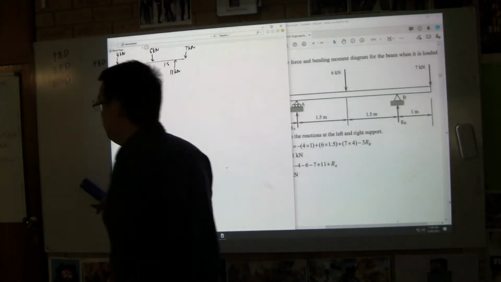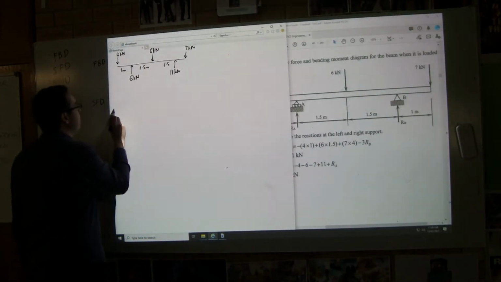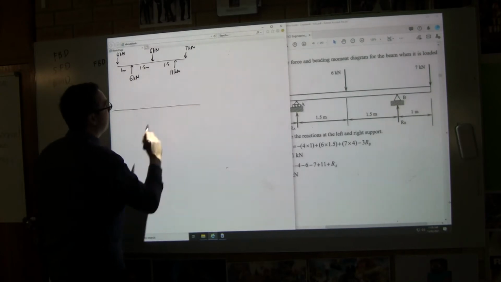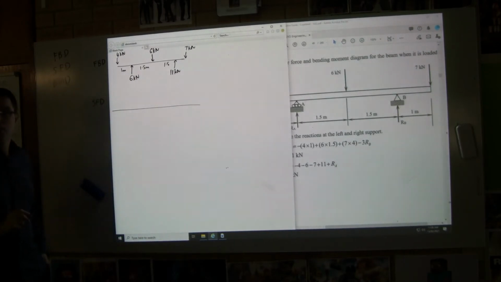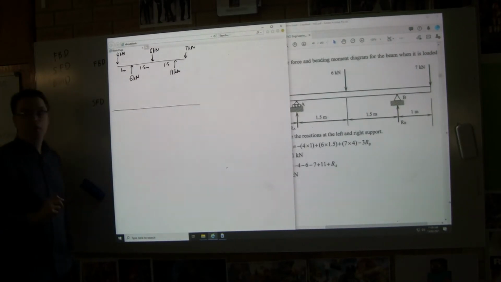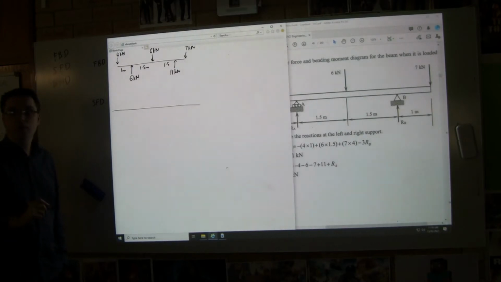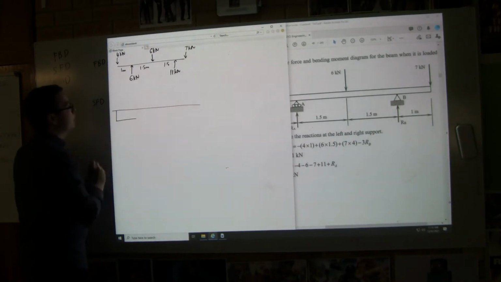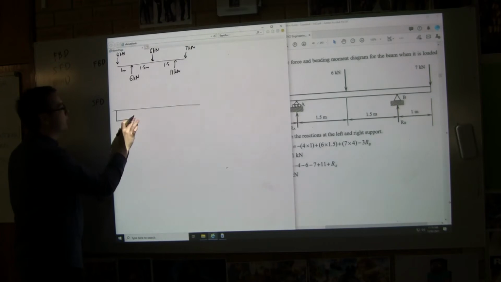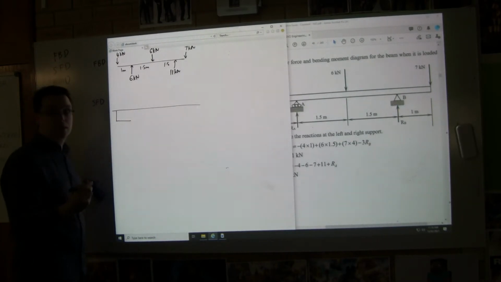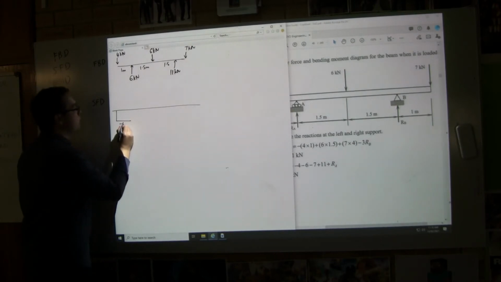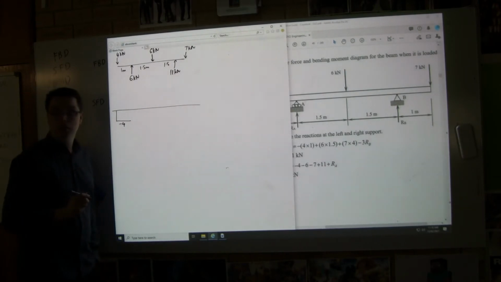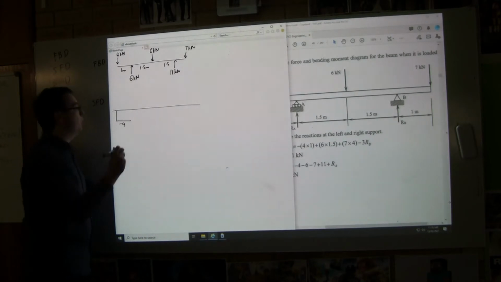Shear force diagram. So I've got my line here. Where do we start? Tell me the story of this shear force diagram. Once upon a time, there was a shear force diagram. And then it goes down 4 kilonewtons, then it goes across a meter, and what happens? It goes up 6. So if it was at -4 and it goes up 6, where's it going to be? Positive 2.